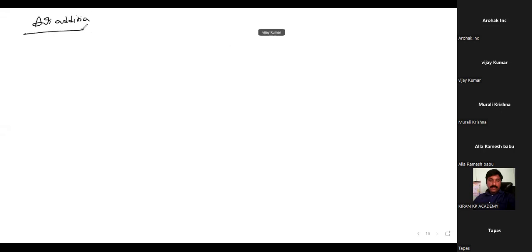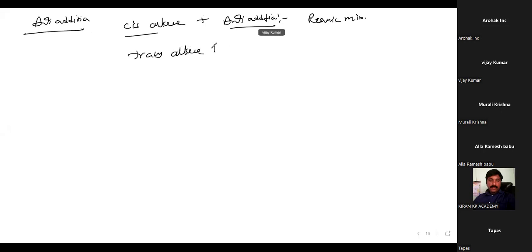Anti-addition. So the first point is a cis-alkene with anti-addition. You are doing bromine with the anti-addition. What answer we can expect in this case is a racemic mixture. Then a trans-alkene with anti-addition. What is your answer? We expect the answer will be a meso compound. So first, we are looking at this equation. Let us discuss these 2 points.